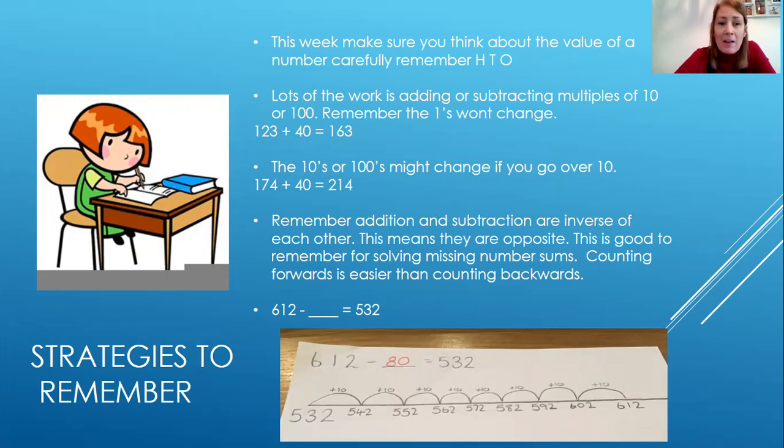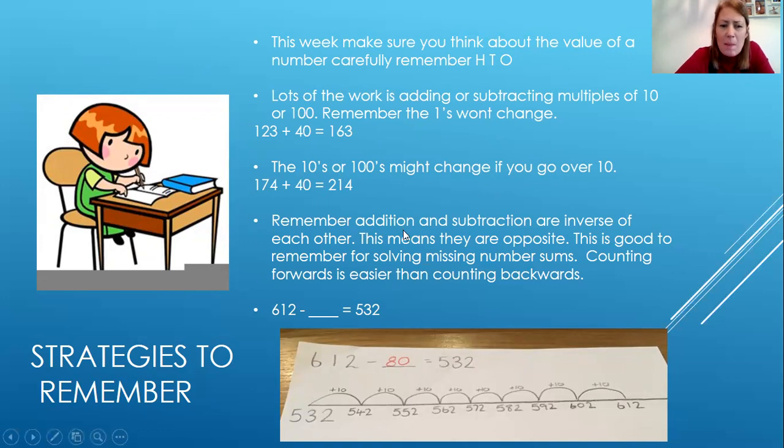So when we're doing that, remember the ones won't change. And sometimes when you're adding multiples of 10, the hundreds don't change either. So the tens or the hundreds will only change if you go over a 10. You get past 9 or 90 or 900.